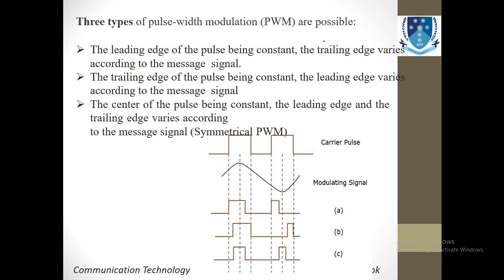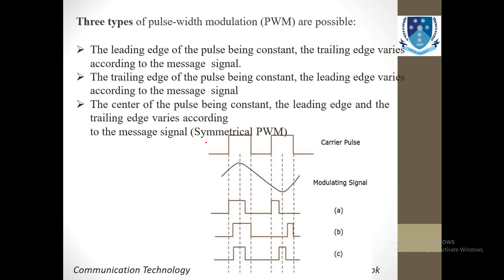So these three types of pulse width modulation are possible depending upon the edges and the shape of the sawtooth. The first one is when the leading edge of the pulse is constant and the trailing edge varies according to the message signal. In the next case, the trailing edge of the pulses is constant while the leading edge varies according to the message signal. The third case is a unique case in which the center of the pulse is constant while both the trailing and leading edges vary according to the message signal, that is symmetrical PWM.